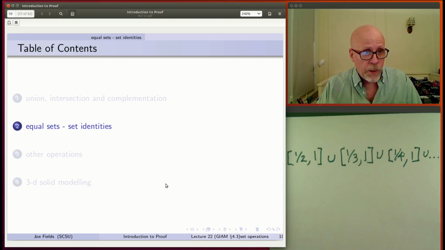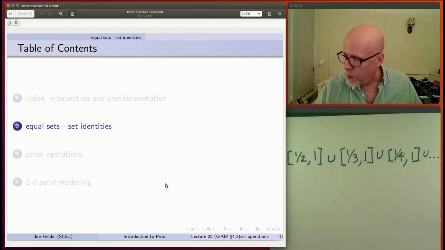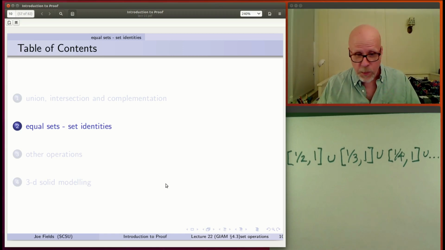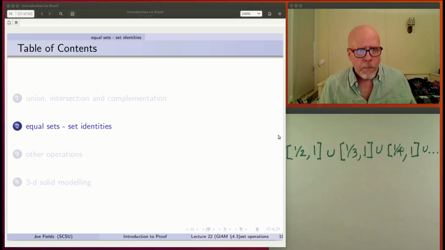All right, so let's move on. We've talked about union, intersection, and complementation. We'll use those operations to create some identities. But before we can write an identity, which is where you say one expression is equal to another expression, you kind of need to know what equals means.